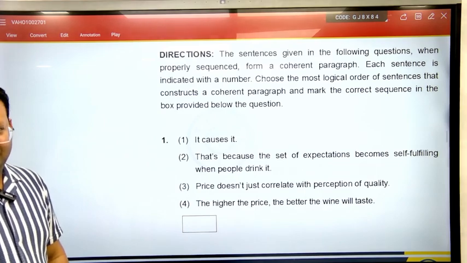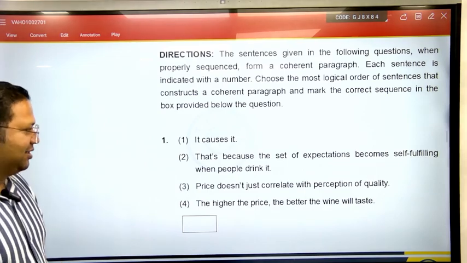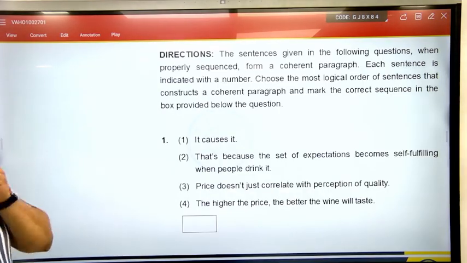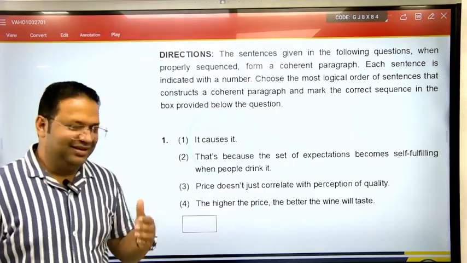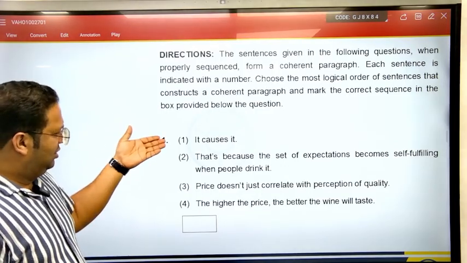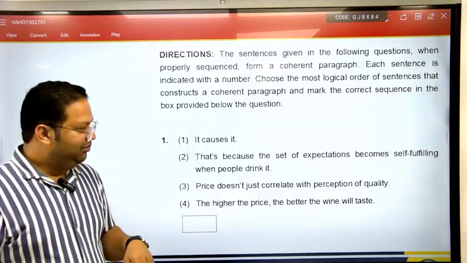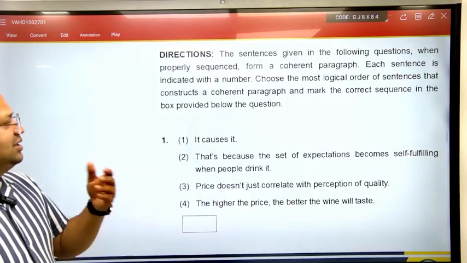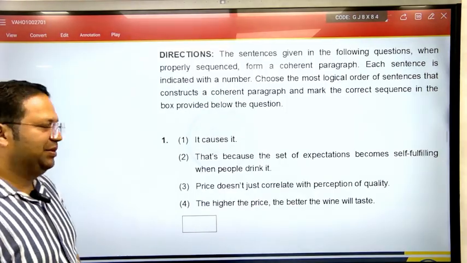4-2. No, this could also be possible. The higher the price, the better the wine will taste. That's because the set of expectations becomes self-fulfilling when people drink it. Okay, I am somewhere mistaken. It should be 3, 1, 4, 2. Right, because it is correlating. The higher the price, the better the wine will taste. That's because the set of expectations becomes self-fulfilling when people drink it.